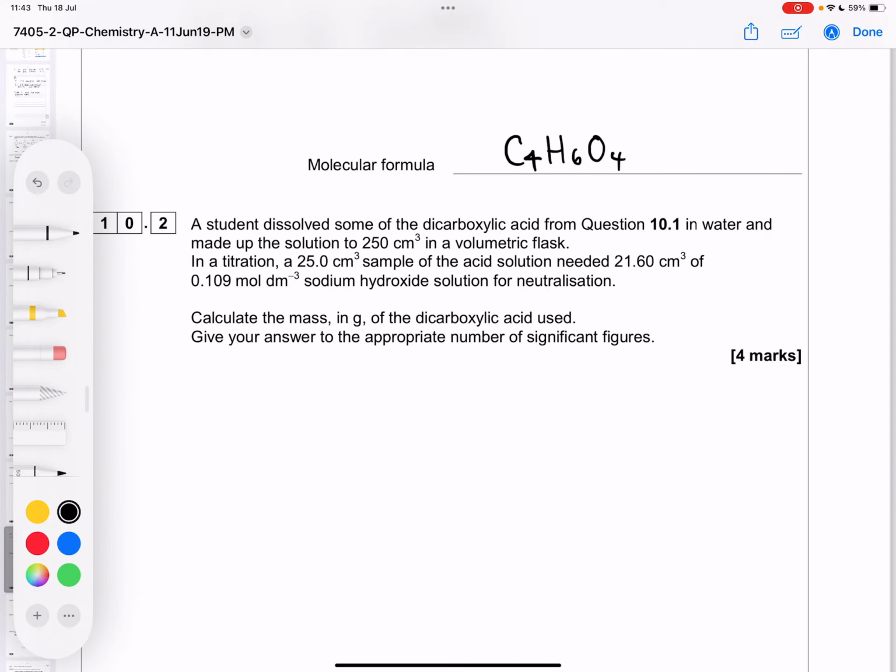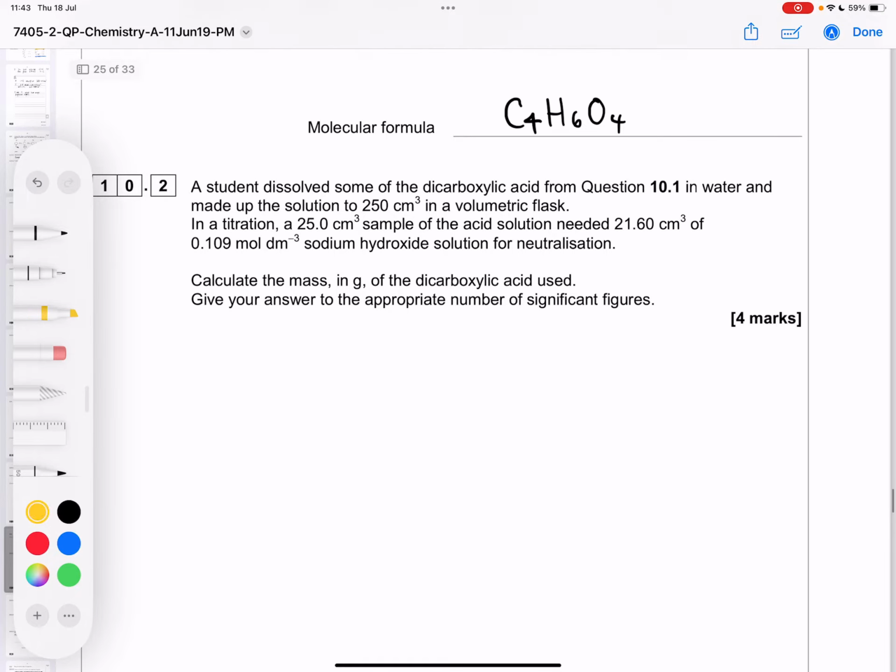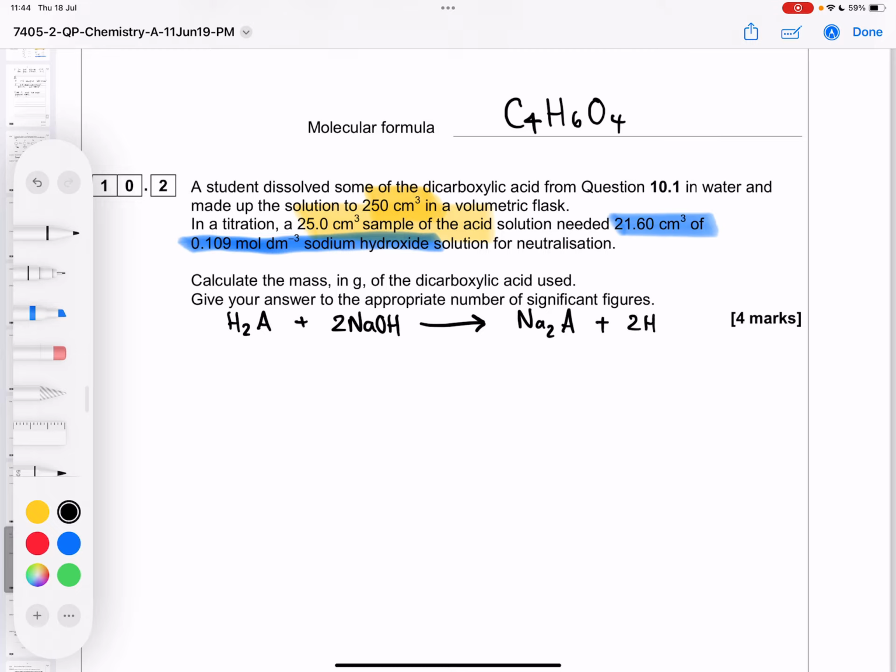A student dissolved some of the carboxylic acid from 10.1 in water and made it up to 250. In a titration, 25 of this acid solution that was 250 is needed to neutralise 21.6 of 0.109 molar sodium hydroxide. So remember that this is a dicarboxylic acid, so it's like a H2A, so that would need 2 NaOHs to neutralise it because there's 2 acid groups to give us Na2A plus 2 H2Os.